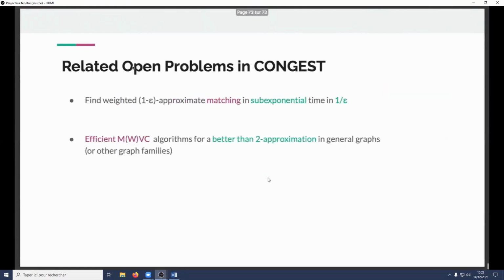All right, so let me conclude with two open questions. The first question is if it's possible to find a weighted matching approximation algorithm in time sub-exponential in 1/epsilon. And the second open question is if we can find a vertex cover algorithm which has an approximation ratio better than 2 in general graphs or even some other graph families.